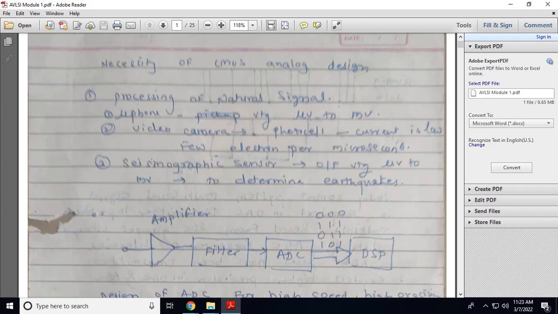Third point, a seismographic sensor, which is used to determine earthquakes. The output voltage of that seismographic sensor is a microvolt or millivolt. So we have to process that signal, and we have to use an amplifier. The amplifier is an analog part.